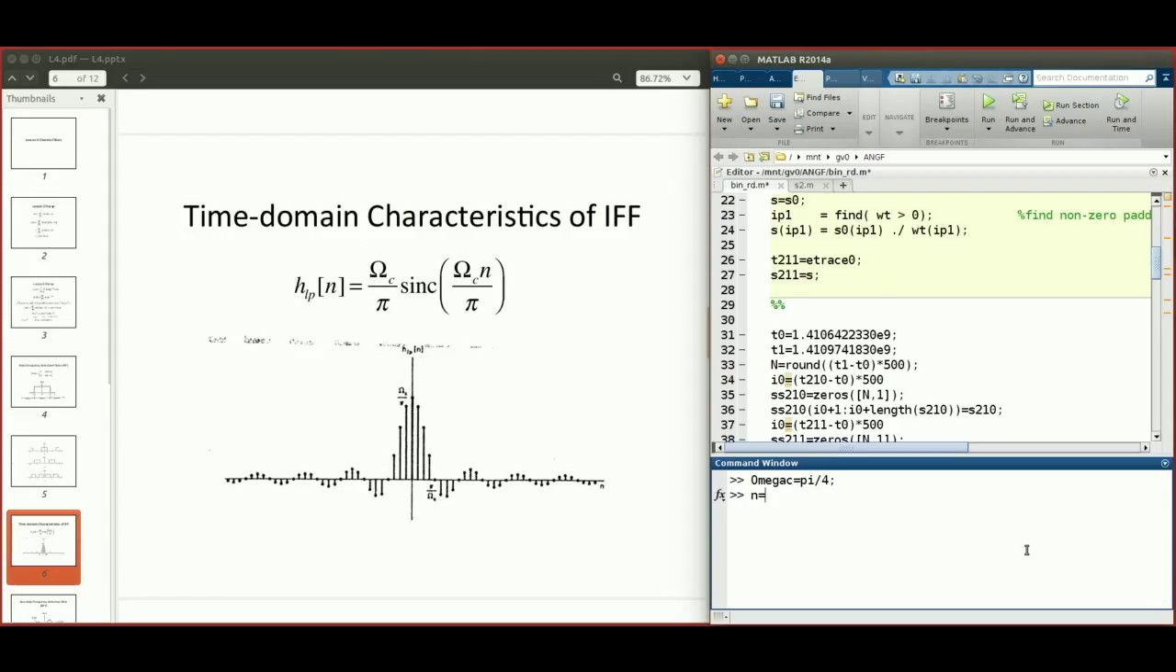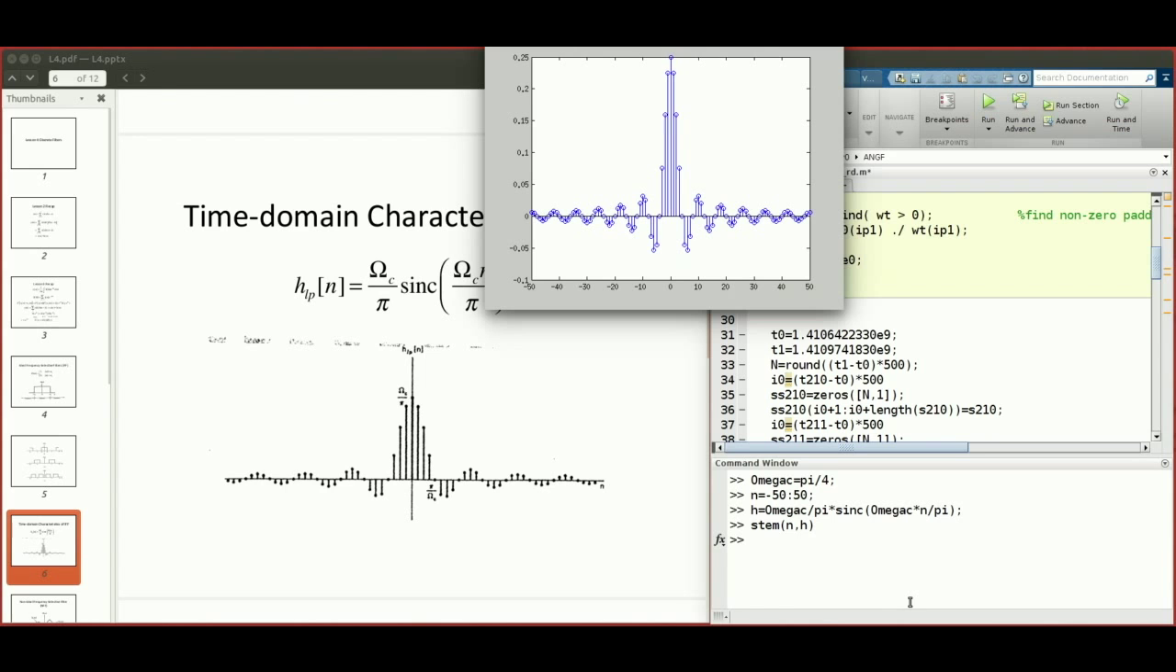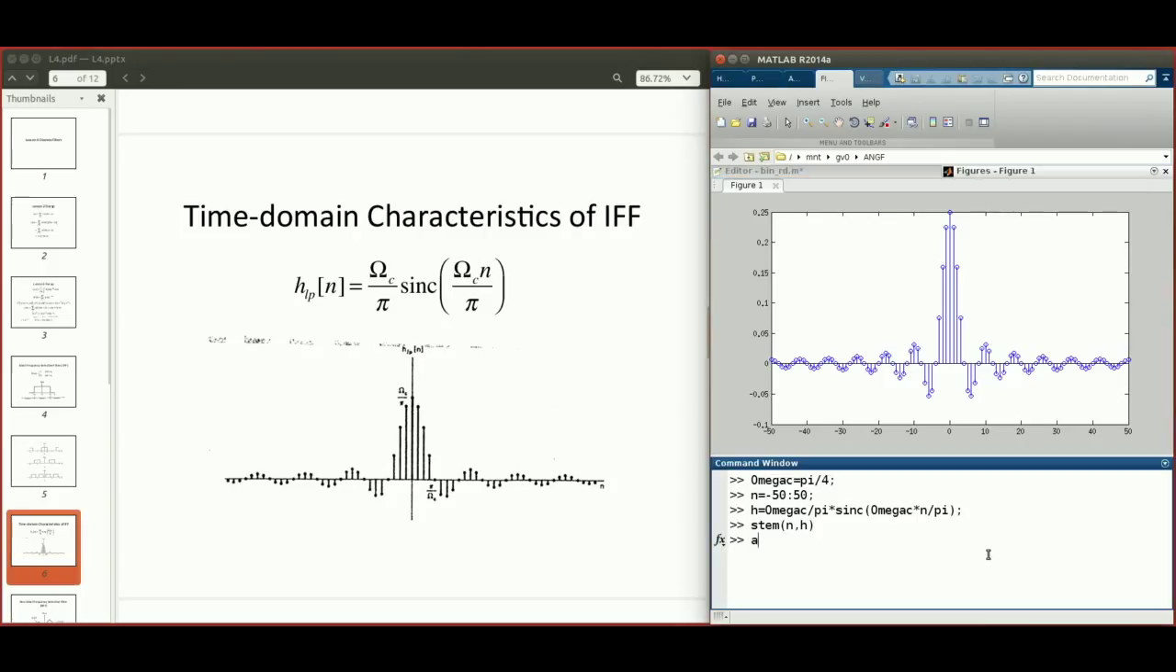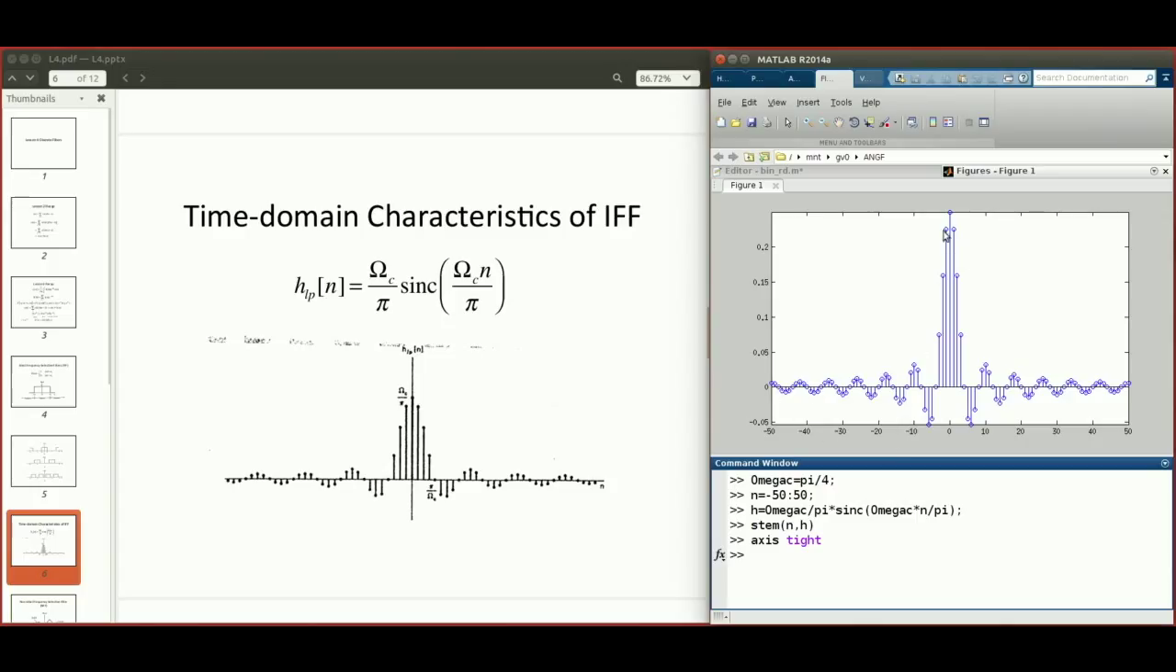And then let's define a horizontal axis that goes from minus 50 to positive 50. And then all we have to do is type this particular formula: h equals omega c divided by pi times sinc of omega c times n divided by pi. And then we can just make a plot of it. And that's going to be our time domain representation of an ideal frequency selective filter.